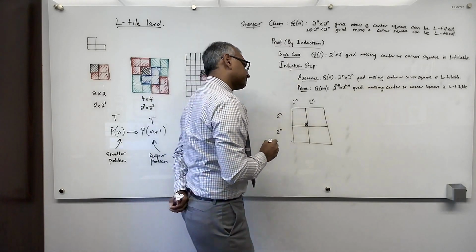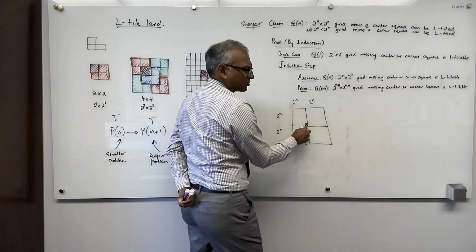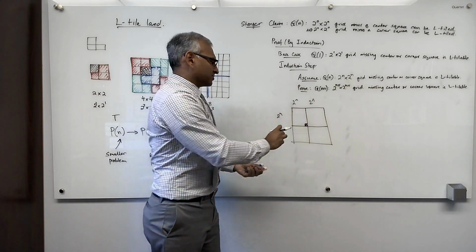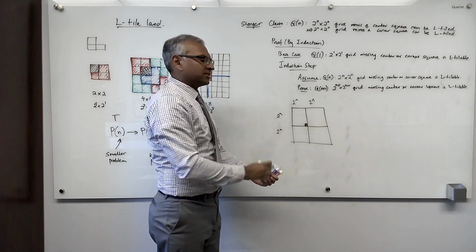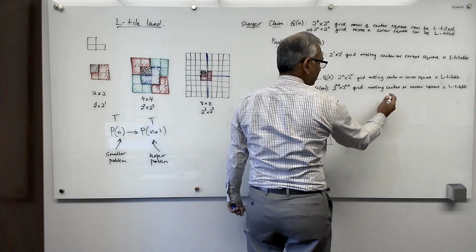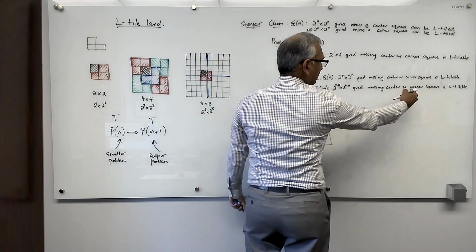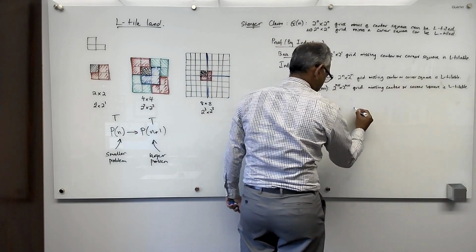Okay, no problem. And it could be missing any center square. The argument is basically the same because all the center squares being removed are equivalent, because you can just rotate the grid. Okay, and the second case we need to prove is, what if you've taken out a corner square?